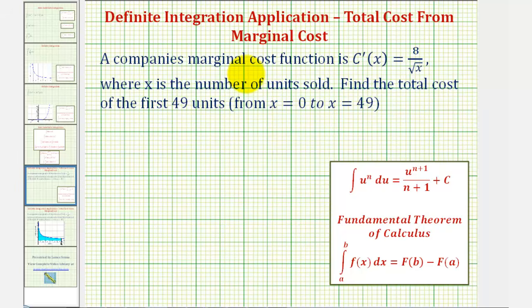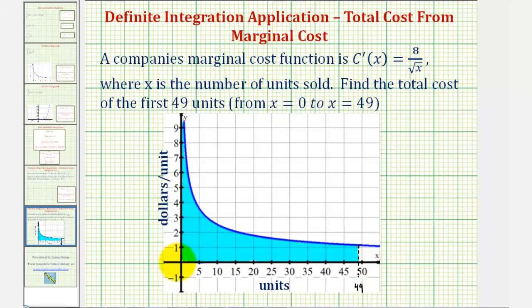Let's begin by looking at the graph of the marginal cost function. Notice the horizontal axis is the number of units sold, and the vertical axis is the cost in dollars per unit. If we multiply cost in dollars per unit and units, it would give us dollars, or the total cost to produce x items. Which means if we determine the area under this function over the closed interval from 0 to 49, we can determine the total cost for the first 49 units.